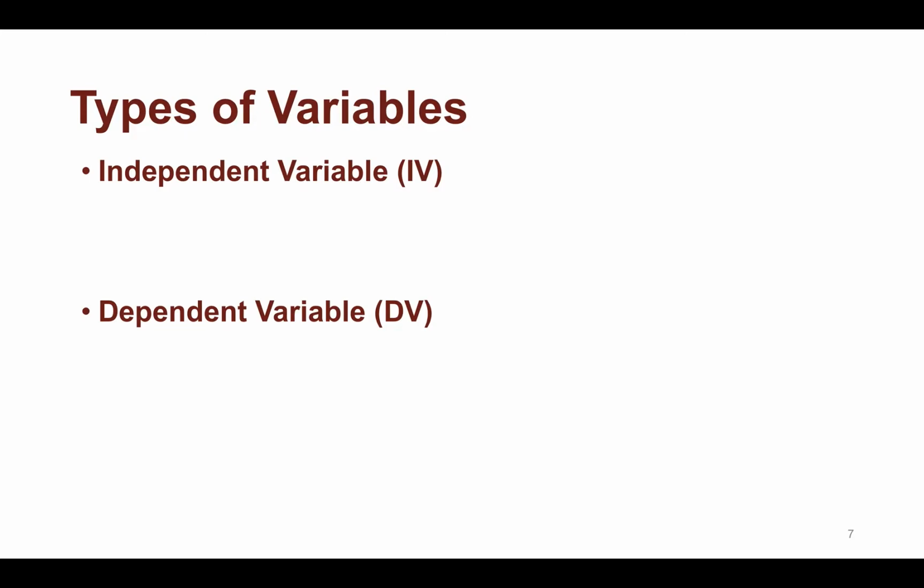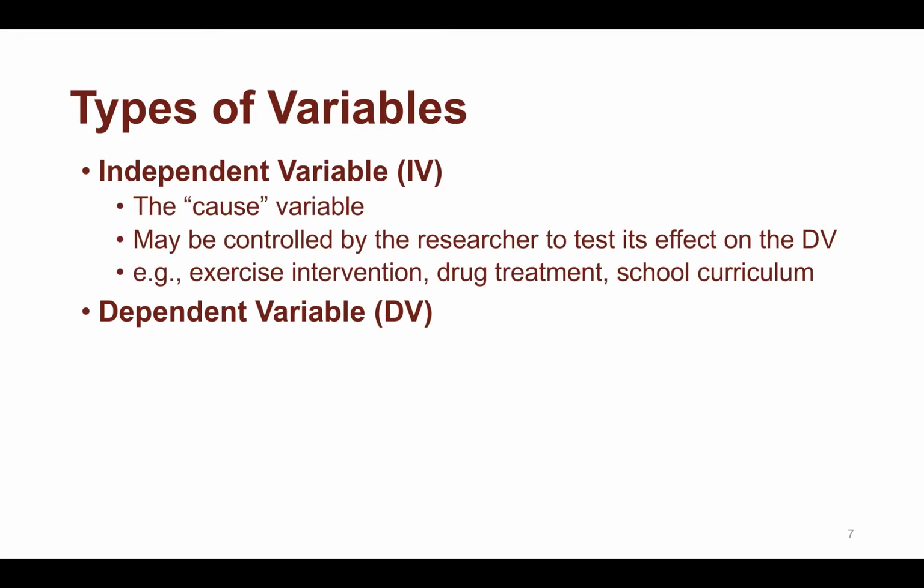Different types of variables could include independent or dependent variables. This may be review to most of you. The independent variable you can think of as being like the cause variable. Again, we might not be able to establish a cause and effect relationship if we're not doing experimental research, but you can think of this as the one that you're proposing to be the one that actually acts on the dependent variable. So it's sort of being posed as the cause. It may be controlled by the researcher to test its effect on the dependent variable.